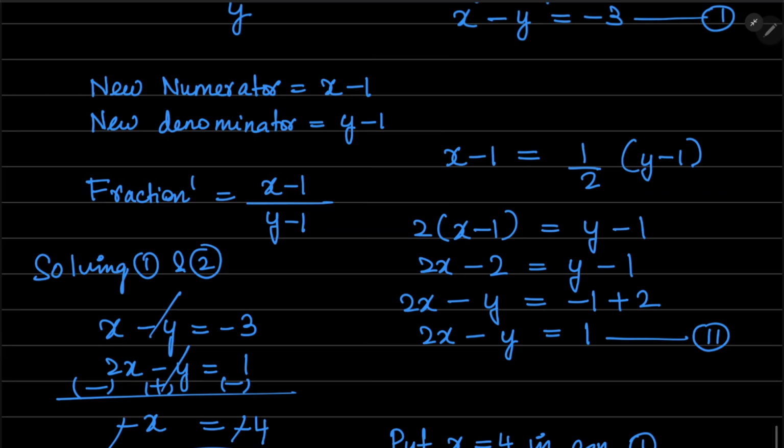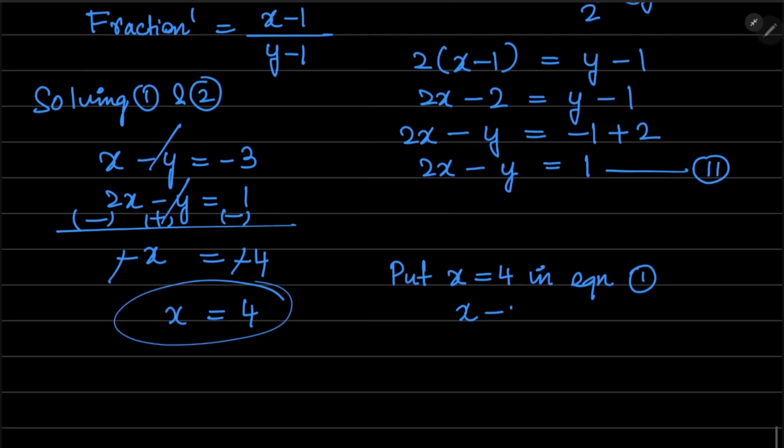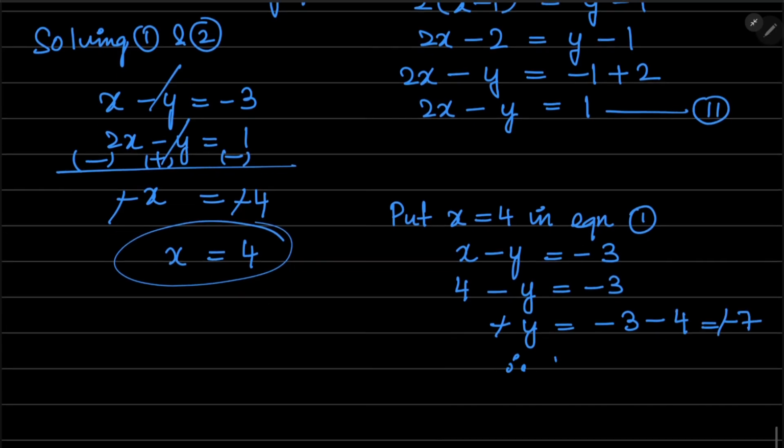So what do you get? The original equation is x minus y equal to minus 3. If I put x equal to 4, then 4 minus y equal to minus 3, so minus y equal to minus 3 minus 4, which is nothing but minus 7. So negative negative gets cancelled. Therefore, your y is equal to 7.